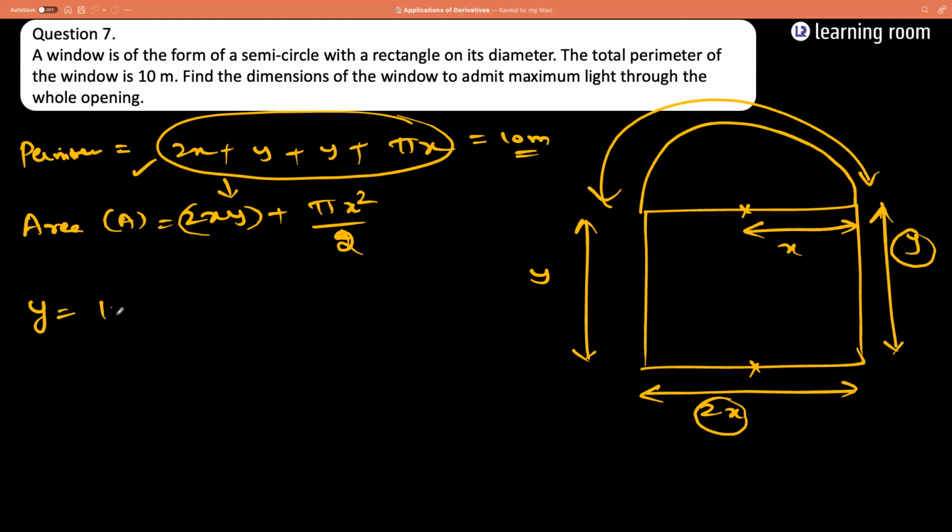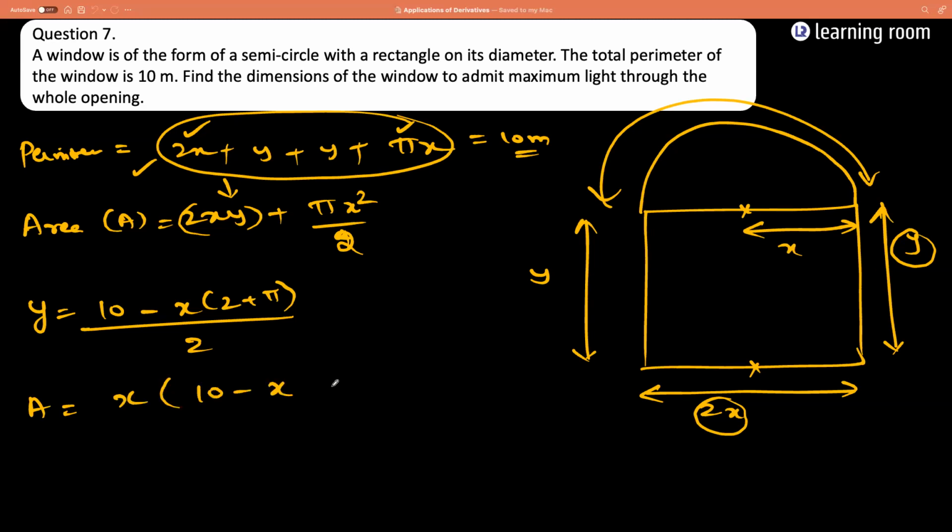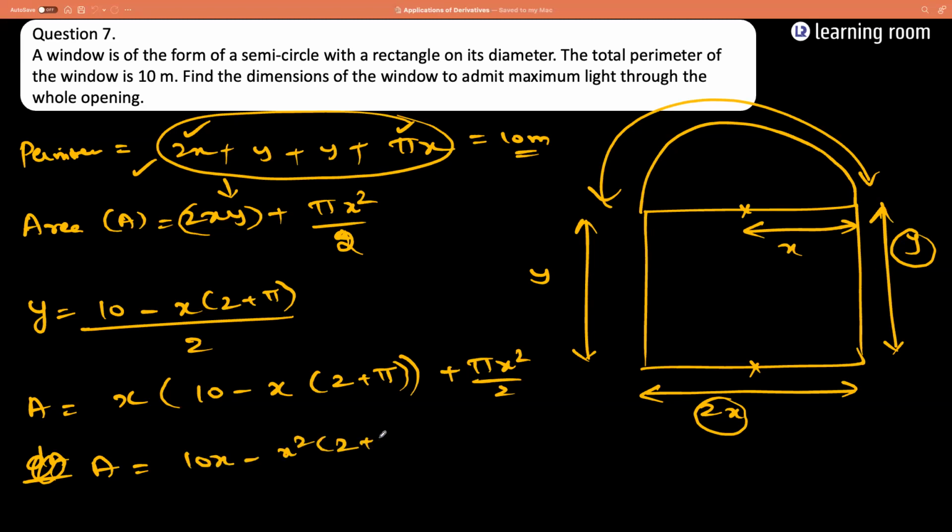So listen, y will be 10 minus x into 2 plus pi, divided by 2. I forgot that. Now area will be equal to x into 10 minus x into 2 plus pi, because 2 and 2 got cancelled, plus pi x square by 2. This was your doubt, right? I forgot the 2 also. Yes, sir. Now area will be equal to 10x minus x square into 2 plus pi x square by 2.